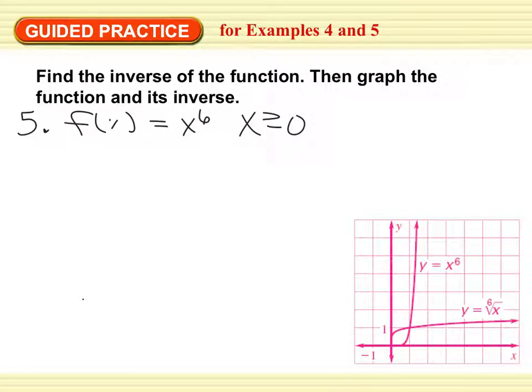So here we go. For some reason I erased the functions. You might want to push pause and write this down. Find the inverse of the function, then graph the function and its inverse.